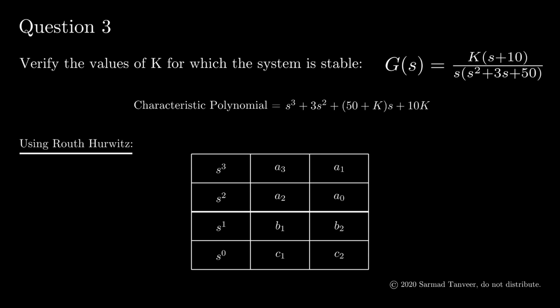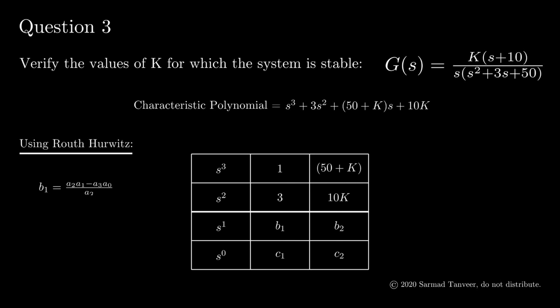We can fill in the first two rows of our table by using the characteristic polynomial. We have a3, the coefficient in front of the s to the 3 term. Similarly, a2 is the coefficient in front of the s to the 2 term, and so on. This completes our first two rows. We can now move on to filling the rest of the table.